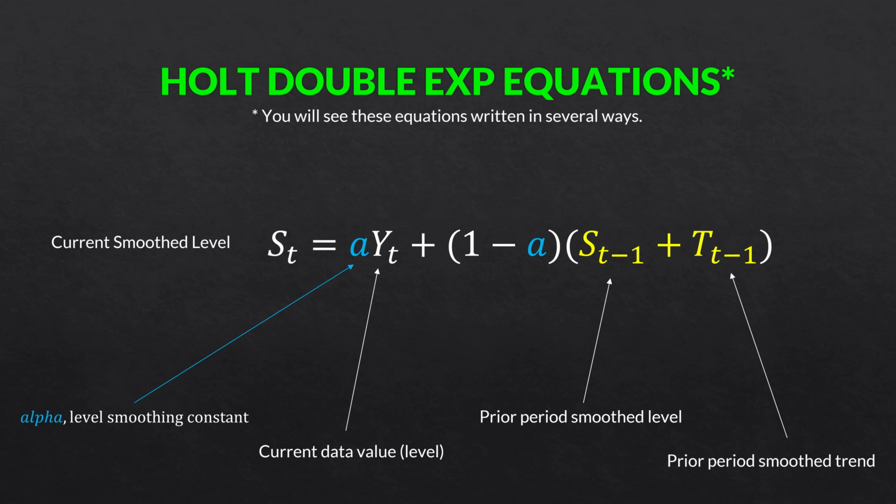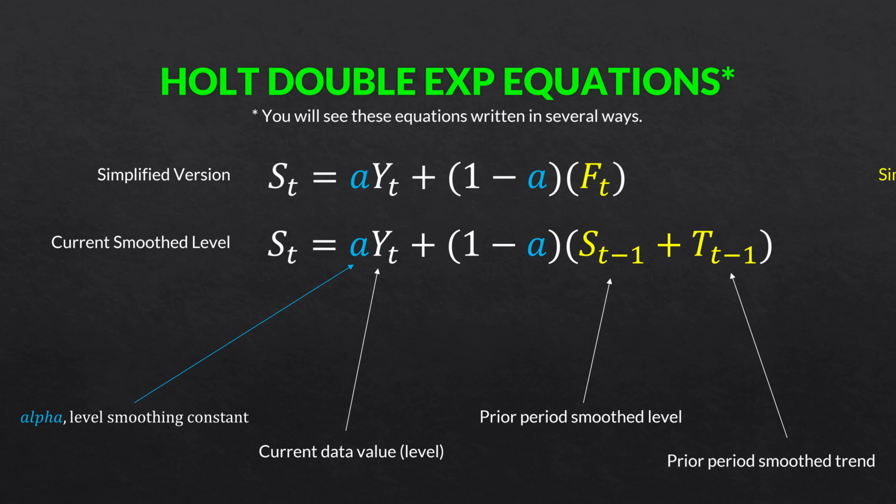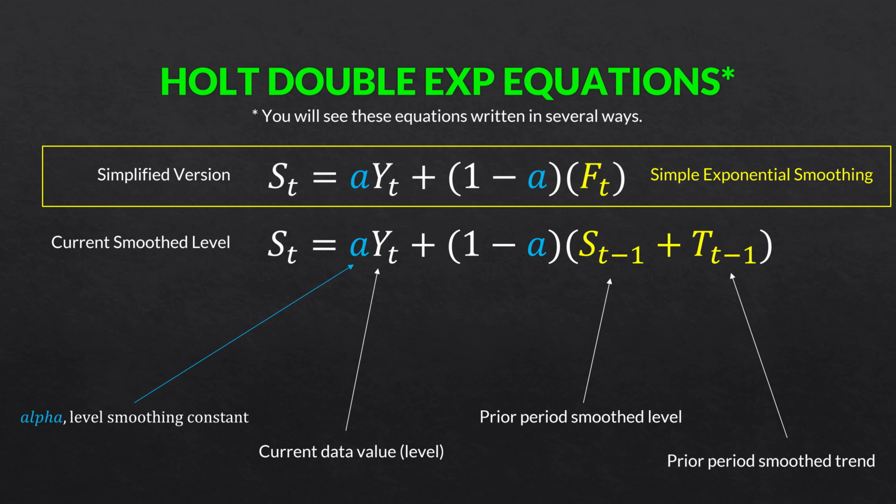Now there is a simplified way to write this equation. It looks like this. All we've done is substitute f sub t where s sub t minus 1 plus t sub t minus 1 is, because by definition that is the next period forecast. So this entire equation at the top is the exact same as simple exponential smoothing, because the way we get f sub t is by adding the smooth level and the smooth trend from the previous period.